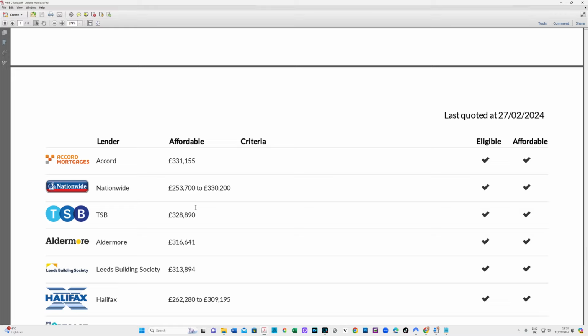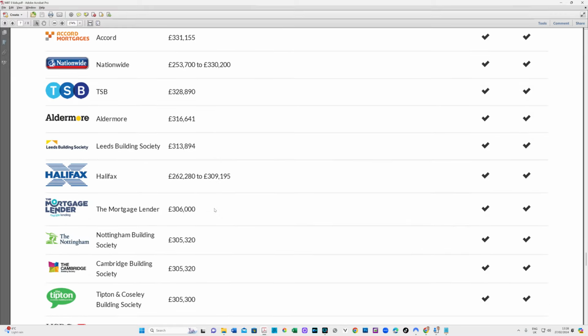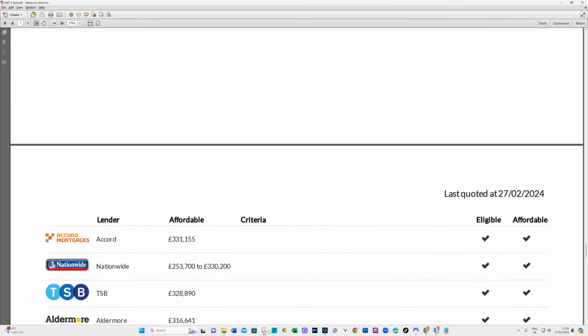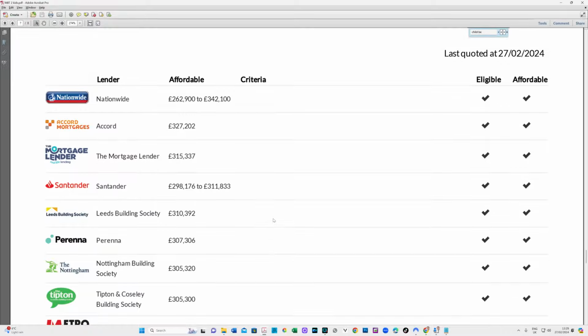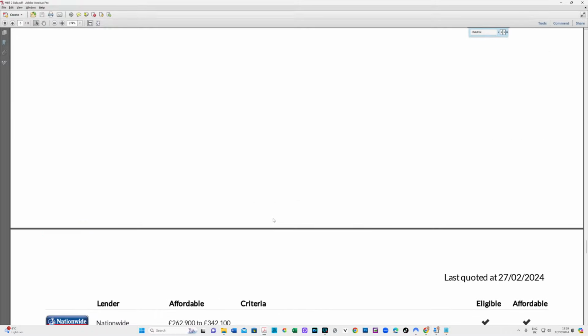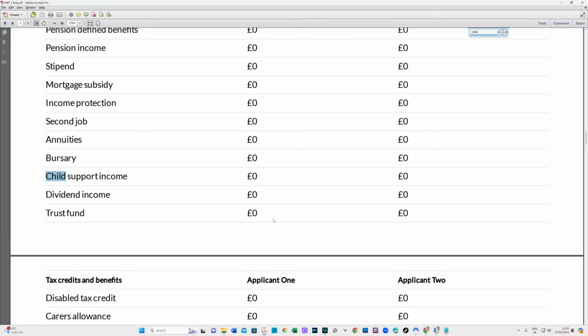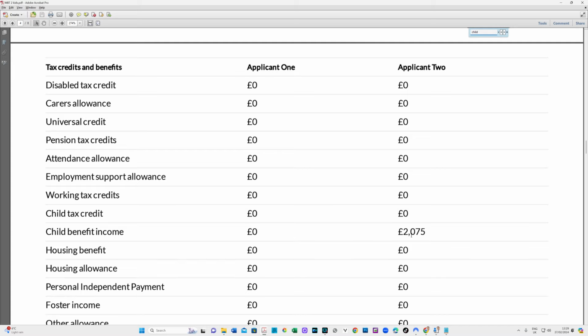So 335,000, and you remember we're looking at 276. So quite a number of lenders are coming back as affordable. So let's go to scenario number two, and that's with the two kids, right? The two kids, and let's just put in the child benefit figure. So the child benefit figure is 2,075 for two children.